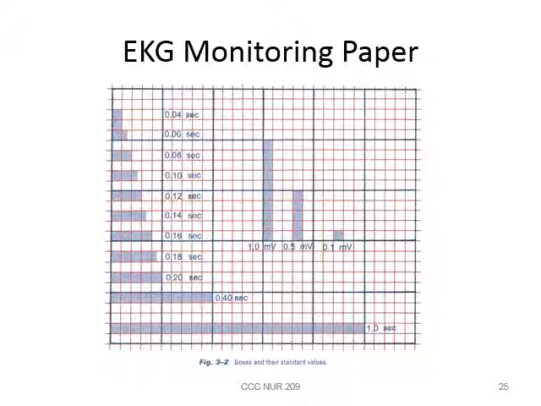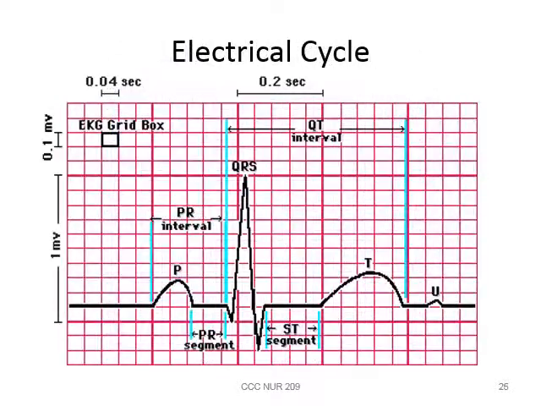You can see that basically the one small block is 0.04. If you get 1.5 blocks, it's 0.06, 2 blocks 0.08, and it goes right on down, where 5 blocks is 0.20 seconds. This becomes important as we're looking at our PR intervals and our QRS intervals. All this becomes very important. Amplitude becomes important as we look at ST segments and Q waves.